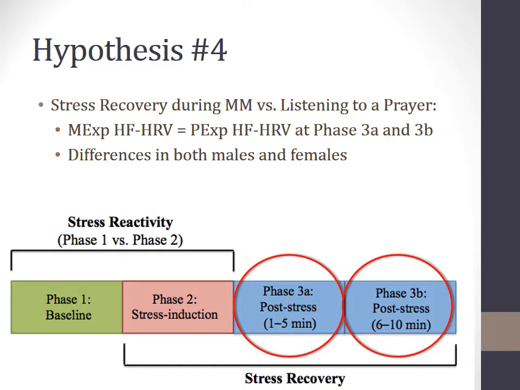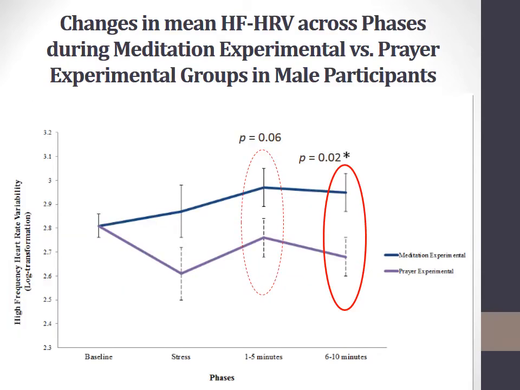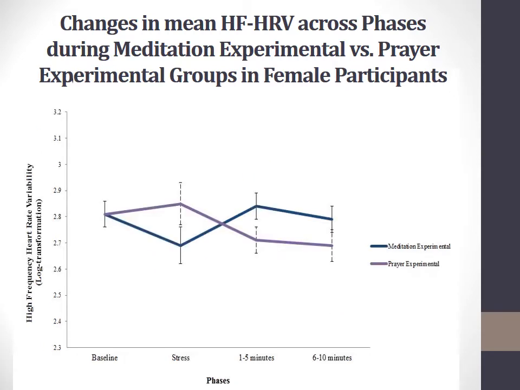So the final hypothesis being tested was comparing the meditation to the prayer intervention. This would suggest that at the post-stress induction phase, participants in the meditation group would not display statistically significant differences in heart rate variability compared to the participants in the prayer group. What we found is that meditation was in fact associated with improved heart rate variability relative to the prayer group in males, whereas in the female participants there was no significance found at either of the post-stress time points.